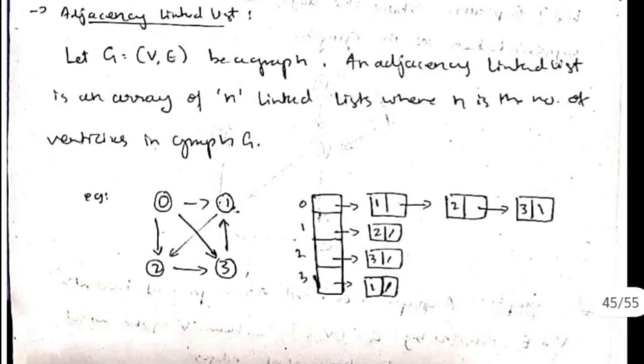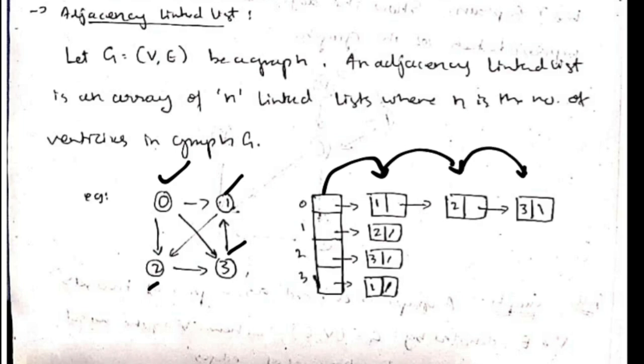In the adjacency linked list, we'll have all these nodes connected together, meaning there is an edge from 0 to 1, 3 and 2. So what we'll do, we'll make a node here, and we'll insert the next node, which is 2, and the next node, which is 3. So all of these nodes pointed to by 0 are placed in sequential order. Similarly for other nodes also.